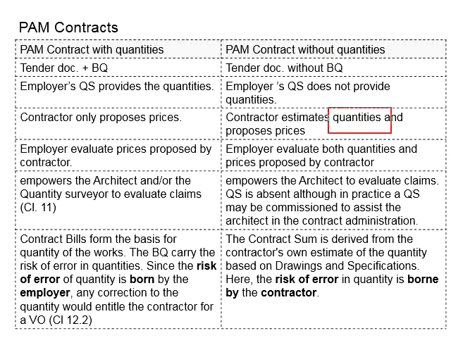In order to come up with the quantities, most likely the contractor will have to engage his own quantity surveyor for the task. As the BQ is not provided by the employer, upon evaluating for a qualified contractor or selecting a contractor to be awarded the project, the employer will have to evaluate both the quantities and the price. Compared to PAM contract with quantities, where the employer only needs to focus on the price proposed by the contractor.